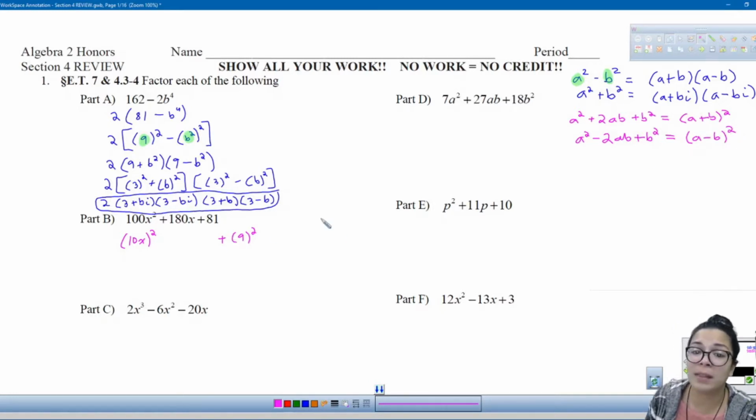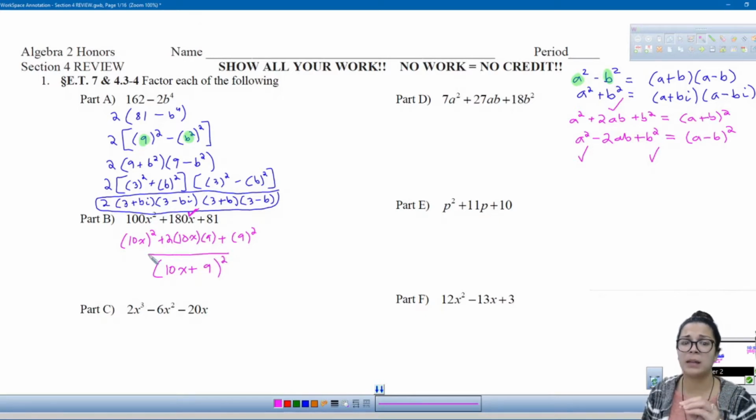But the important thing is that, yes, the first term can be a perfect square and the last term can be a perfect square, but we need to check and make sure that the middle is actually 2 times that a value, 10x, times the b value, 9. And we have to verify that. So 2 times 10 is 20, times 9 is 180x. So this middle does check out, which means that it is a perfect square trinomial, and then I can factor it into a plus b all squared, okay?